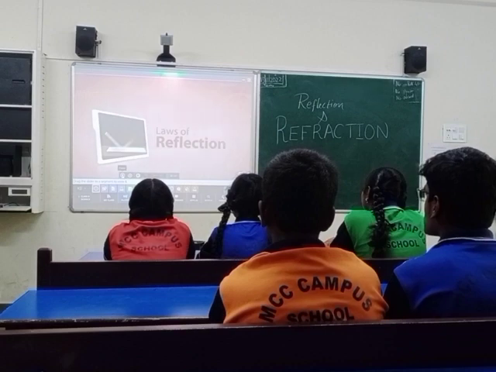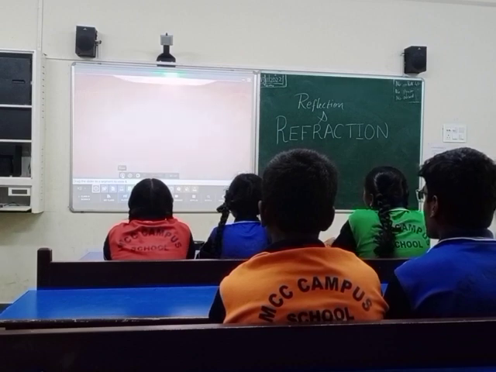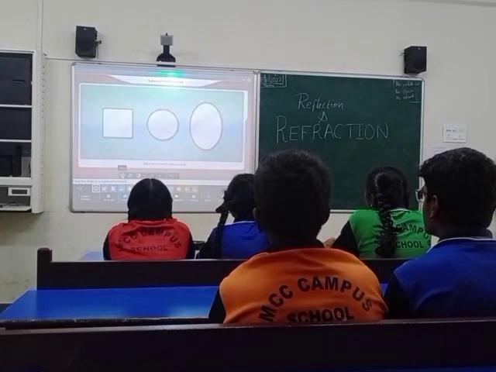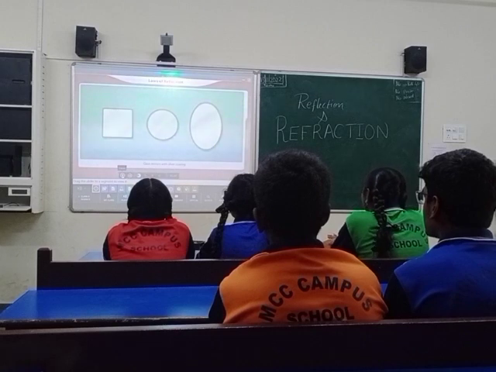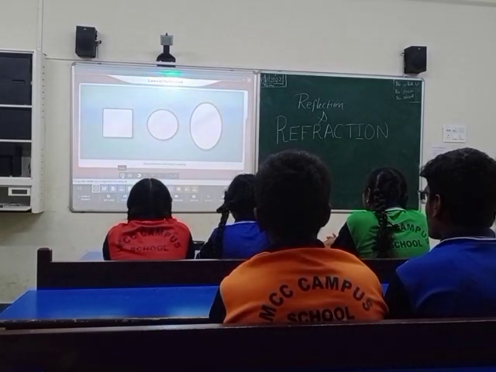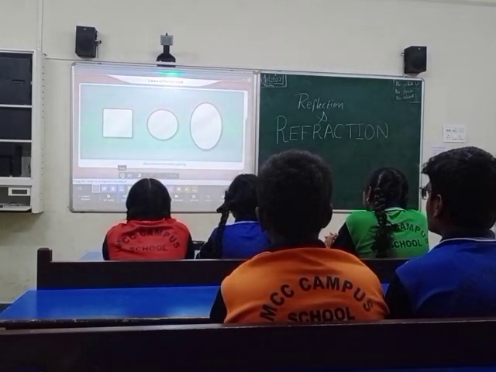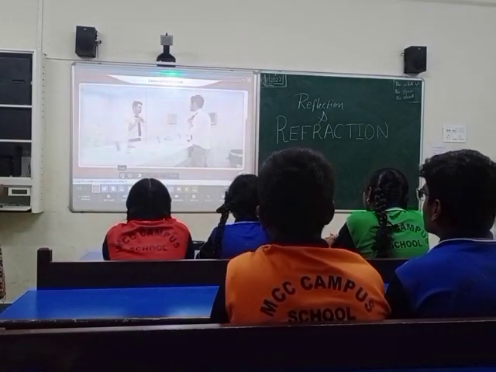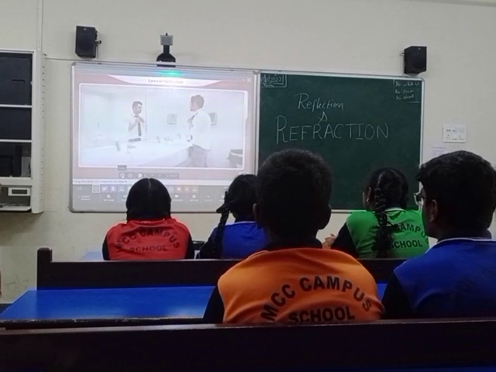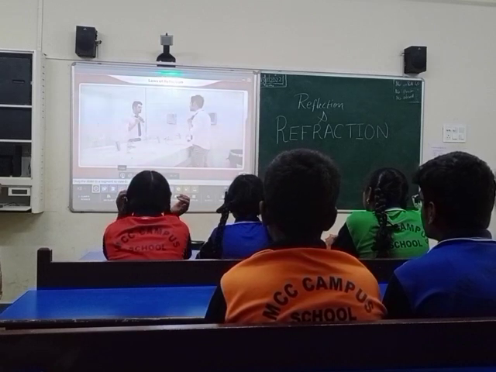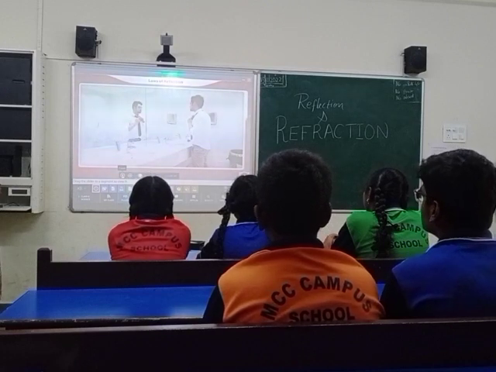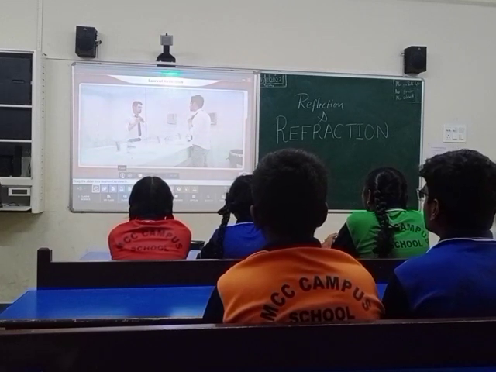Laws of reflection. Why do mirrors have a silver coating on one side of the glass? It is because highly polished metal surfaces reflect light when it is incident on them. In this animation, we will learn about the reflection of light on a plane mirror, what governs the reflection of light, and how images are formed in a plane mirror.